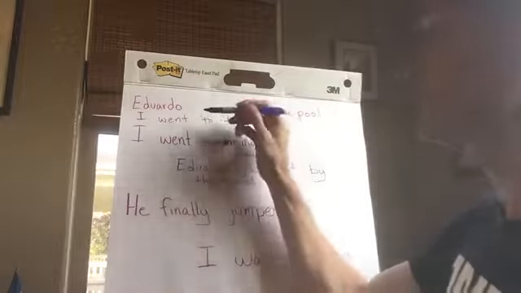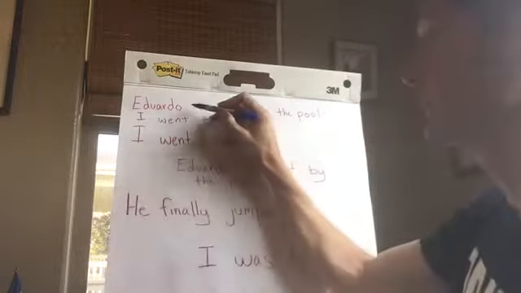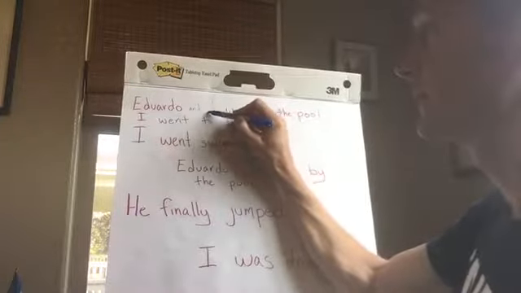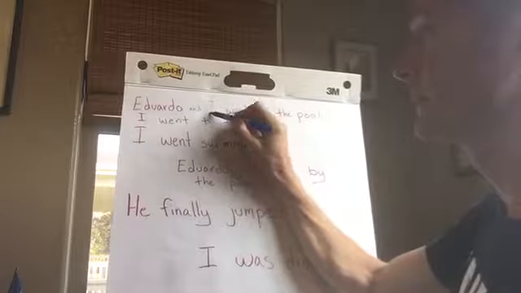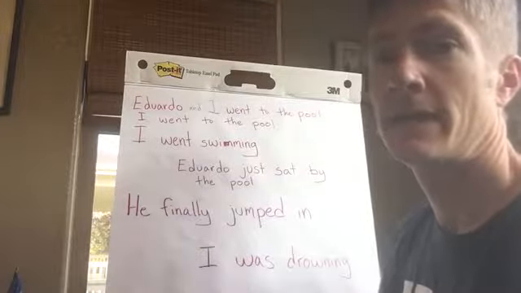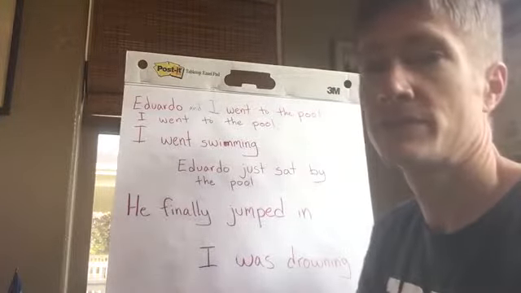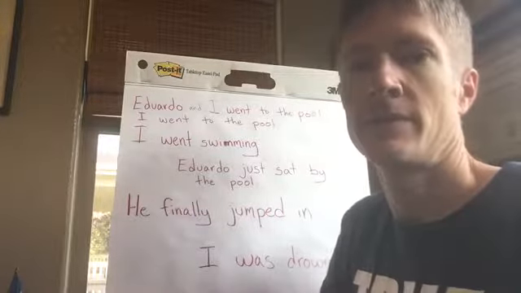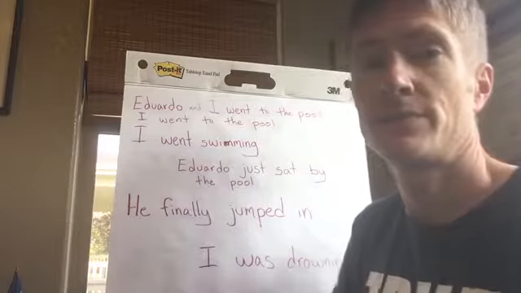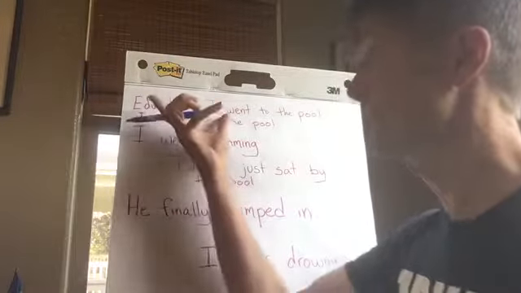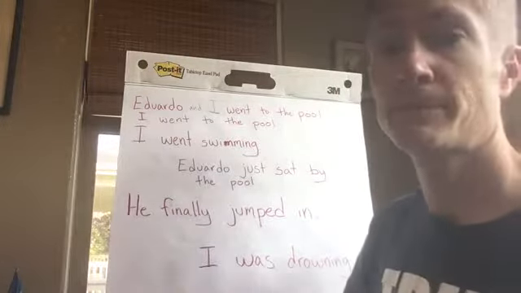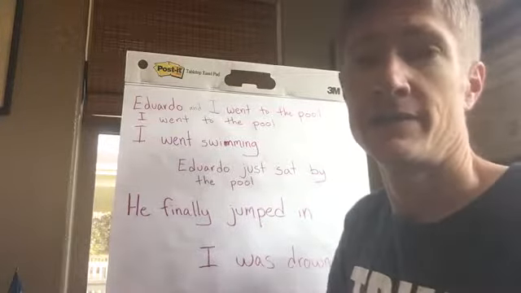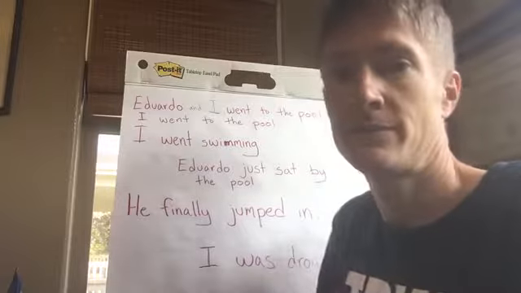So instead of Eduardo went to the pool, I went to the pool, we would take those two subjects, Eduardo and I, and put them into one. So that's just simple, taking one noun phrase that starts in the subject, combining two noun phrases to form a noun phrase that all functions together. Eduardo and I went to the pool. That's pretty simple. We still have a sentence with a compound subject.